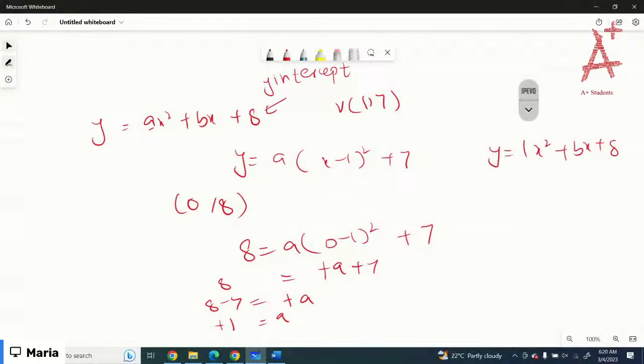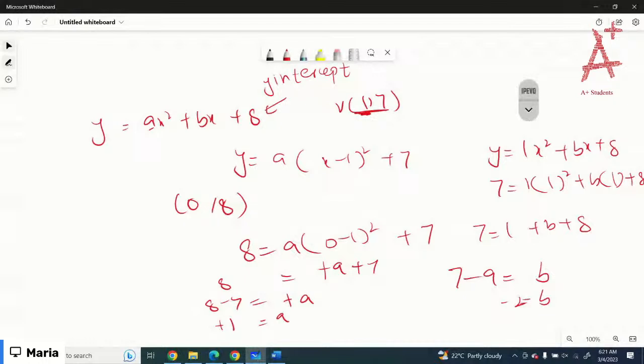Now we know the vertex is 1 and 7, so use this point. 7 equals 1 plus b plus 8, because we have to calculate the value of a and b. We have a, now we have to calculate the value of b. 7 equals 1 plus b plus 8. So 8 plus 1 is 9, and 7 minus 9 is b equals negative 2. That means the value of b is negative 2.